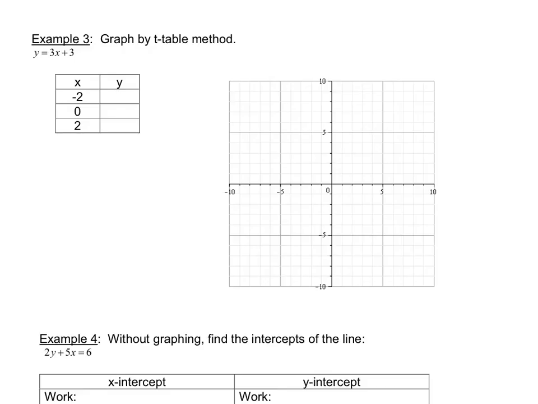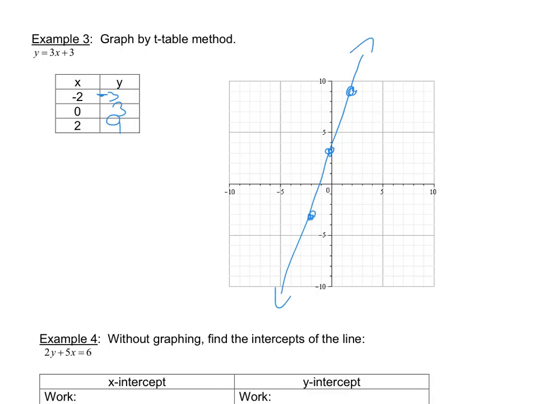Alright, so again, another t-table method. Just plug them in, calculate. So you get -6 plus 3, hold on, that should be -3. And then plug in 2, you get 6 plus 3 is 9. So this one's kind of the opposite. So you go -2, -3, 0, 3, 2, 9. Okay.